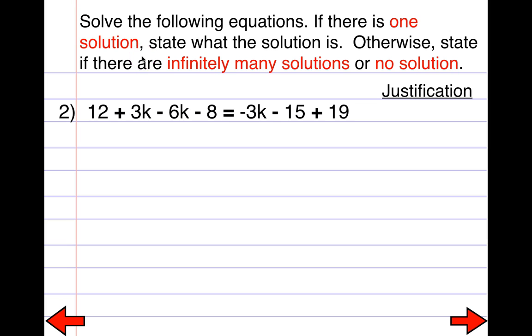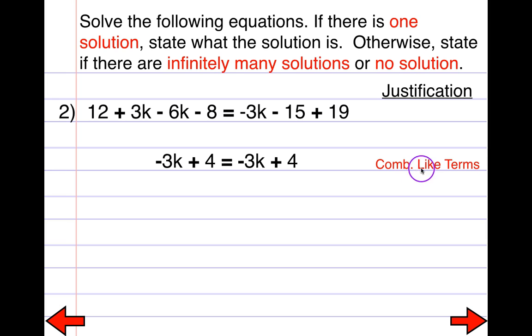Quick look at our next example. Here, going through the normal steps, I'm going to check if I can distribute. Nope. I'm going to check to see if I can combine like terms. That I can do, so I'm going to go ahead and do that. I'm going to be left with negative 3k plus 4 equals negative 3k plus 4. I got this step by combining like terms.